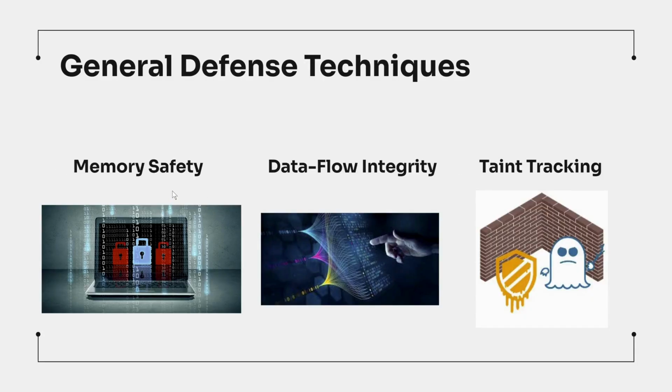Now we will talk about general defense techniques. The first technique we will talk about here is memory safety. Memory safety looks to prevent out-of-bounds memory accesses, which is a direct counter to the attack we had in this scenario. If the attacker is not able to carry out the buffer overflow attack, then they can't overwrite any sensitive data. Thus, the root issue is eliminated.